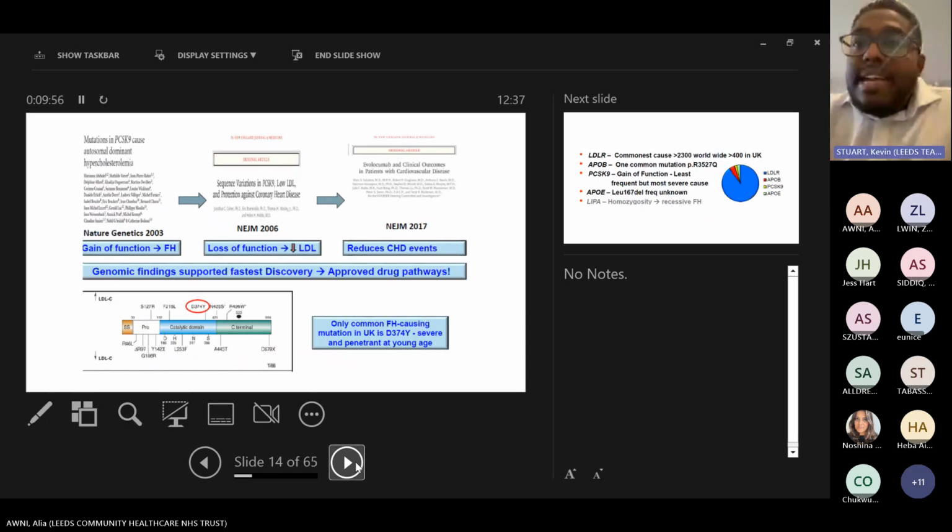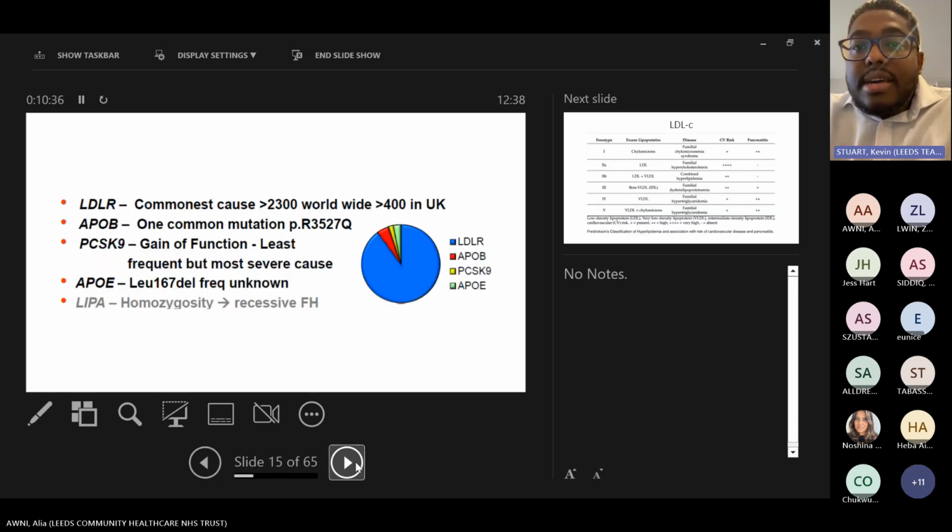Lastly, looking at gain of function for the PCSK9 molecule. The PCSK9 molecule attaches to the LDL receptor when it's on the surface, and once endocytosed, flags it for recycling, for it to be broken down. So the more PCSK9 attached to the receptors, the more they're broken down, and therefore gain of function PCSK9 mutations can lead to fewer receptors on the surface and therefore more LDL cholesterol in the circulation. Next slide. So these three are the more common ones: LDL receptor mutations, ApoB, and PCSK9.